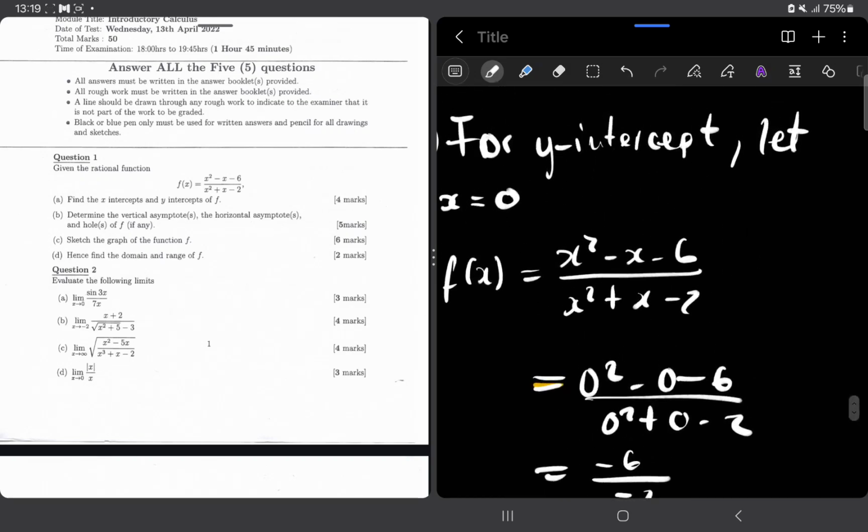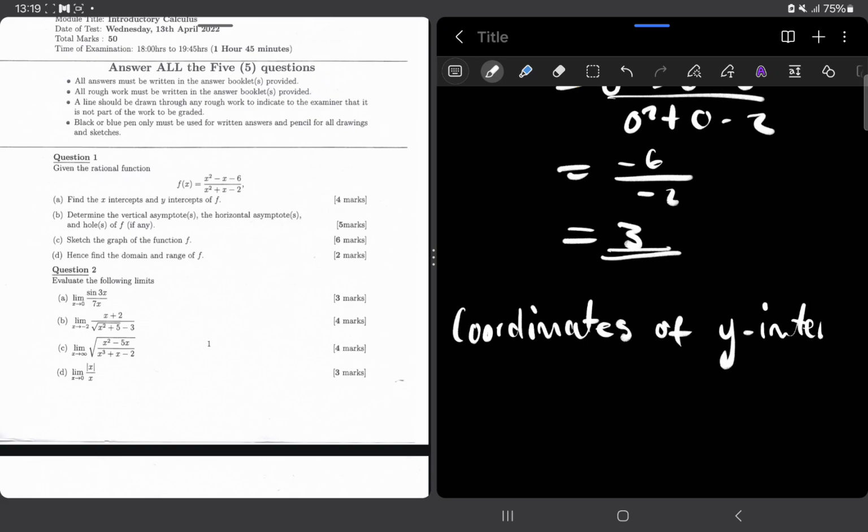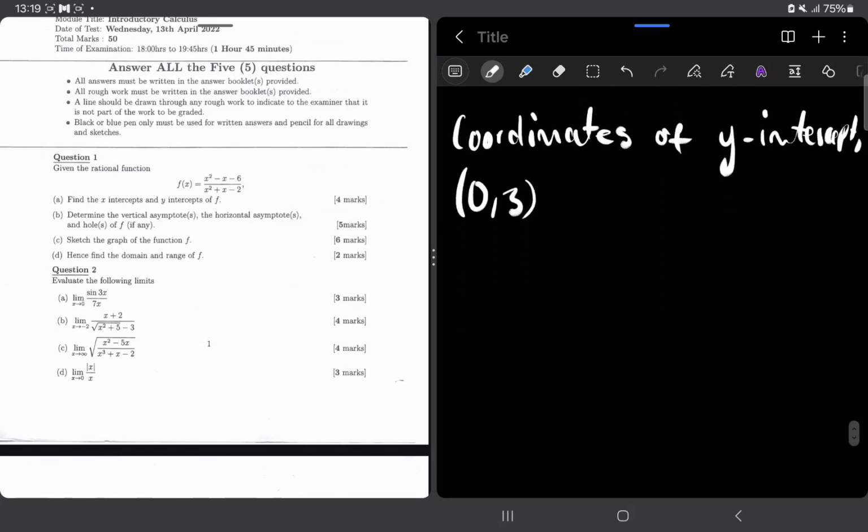So therefore here you know the y-intercept. We can put the coordinates of the y-intercept. What are the coordinates of the y-intercept? These are 0, 3: 0 in the x and 3 in the y. We cut the y-axis at 3.